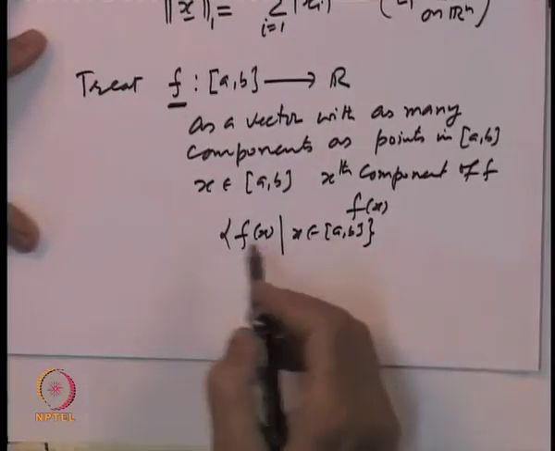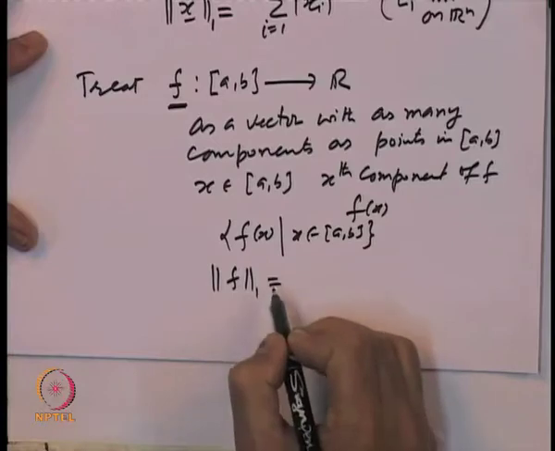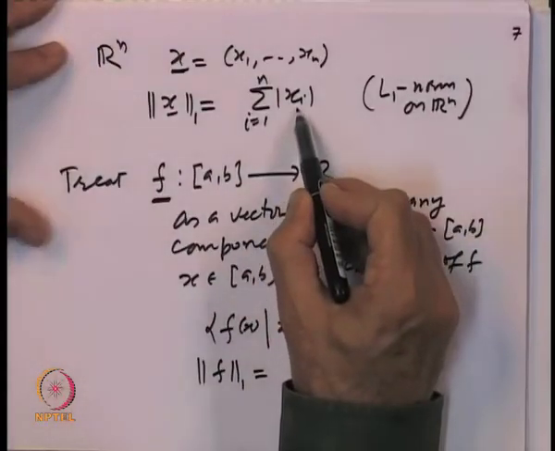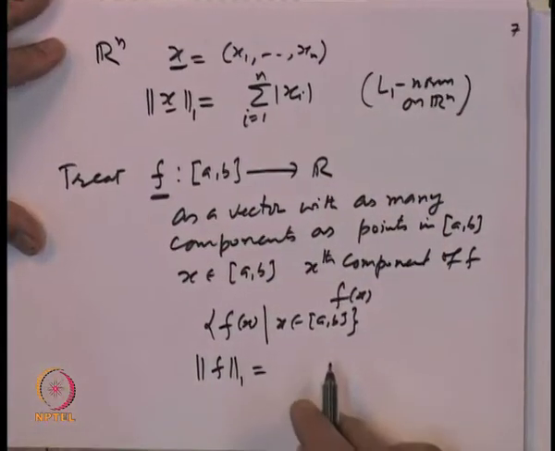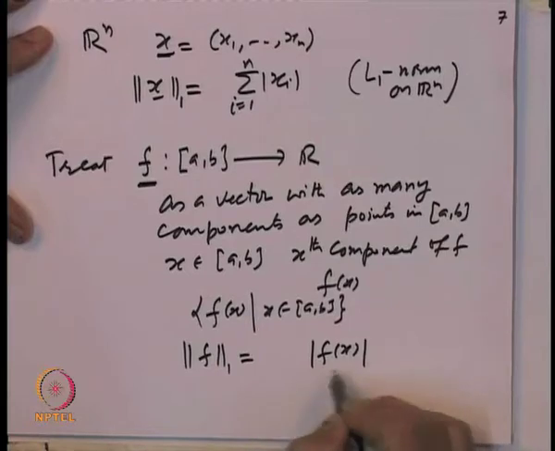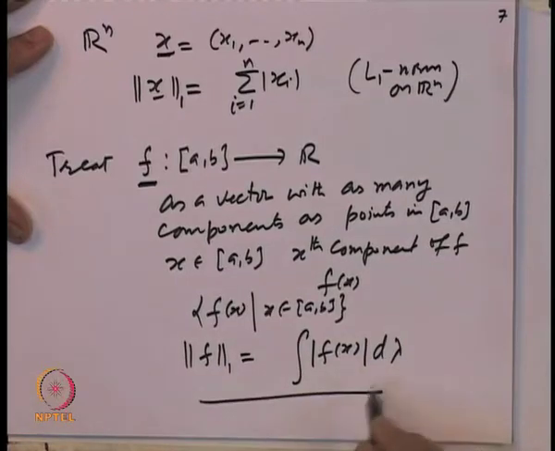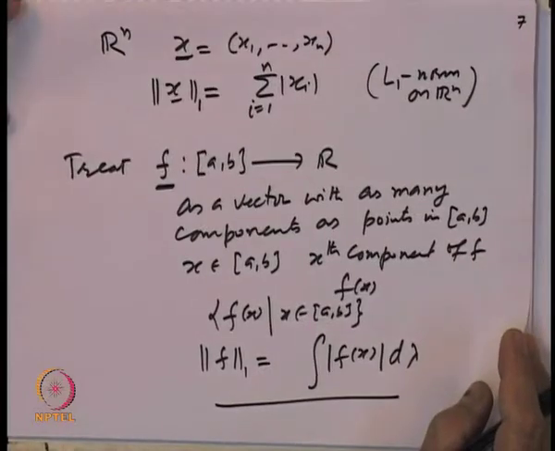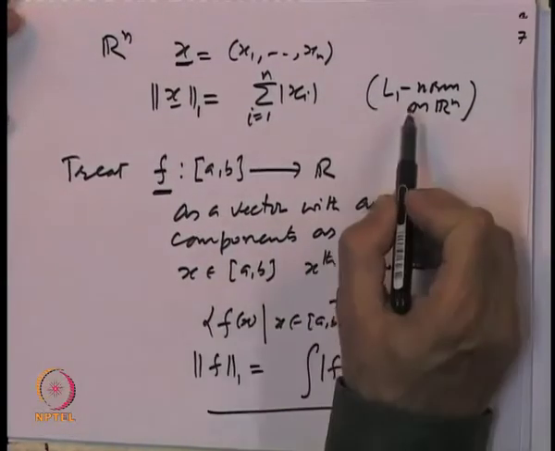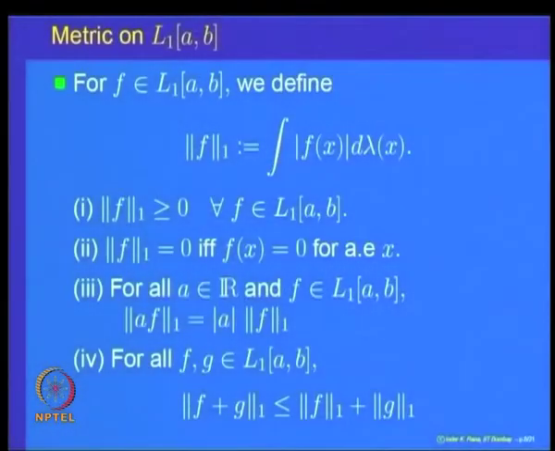If you treat it that way, what is the L1 norm of f you would like to define? Take the absolute values of the components. This is the component, take its absolute value and you want to sum it, and the summation is nothing but the integral d lambda. So, in that sense, this is a perfect generalization of the ordinary L1 norm on Rn. The only problem is that we do not have the property that the L1 norm is equal to 0 if and only if f is equal to 0. We only have that the L1 norm is equal to 0 if and only if f of x is equal to 0 almost everywhere.